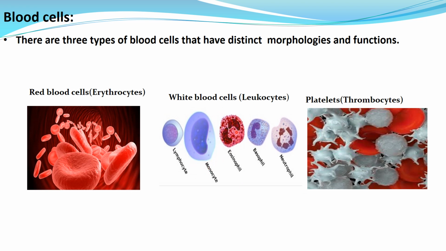The second type of the blood cells is the white blood cells. We have different types of white blood cells. We will explain this later in detail. Each of these cells has its own function in the circulatory system. And the third type of the blood cell or cell fragments is the platelets or thrombocytes.